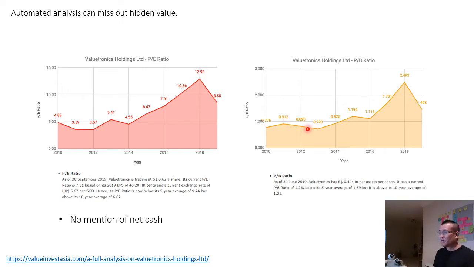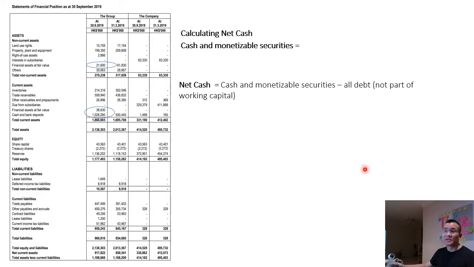That's all it says. But you'll notice that in all of this, there's no mention of net cash. If you just check it out, there's no mention of net cash because you have to actually parse the financial statements to get some sort of value for net cash. And that's a bit harder, right? So how do you calculate net cash?